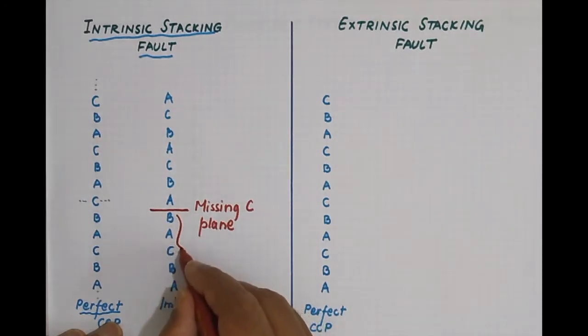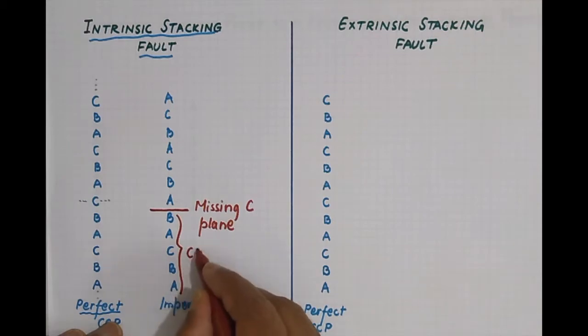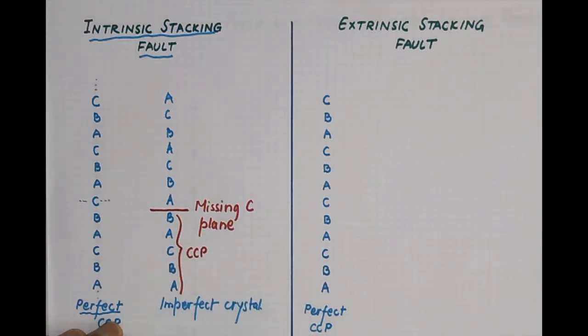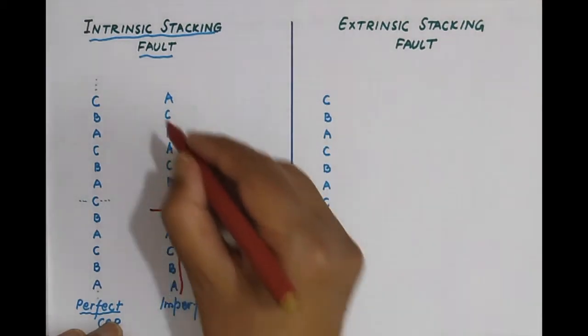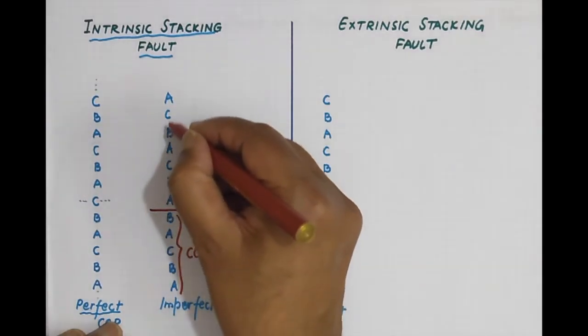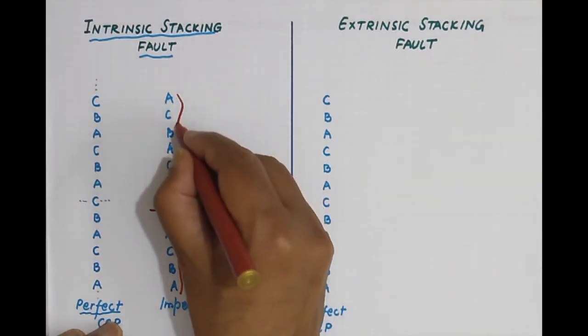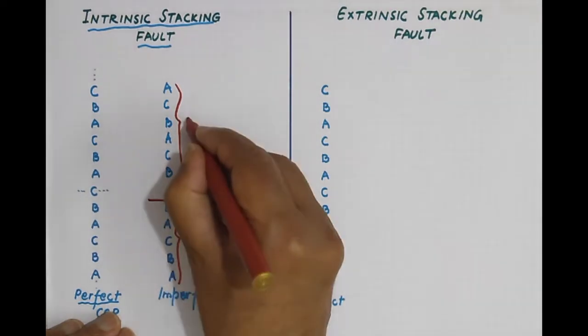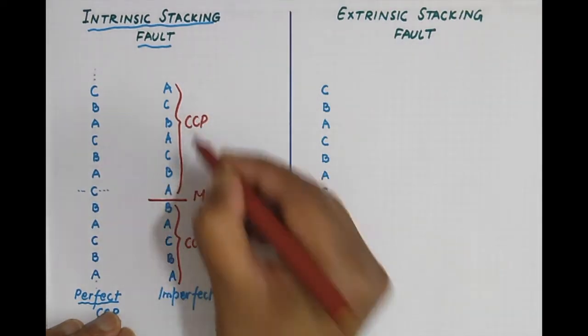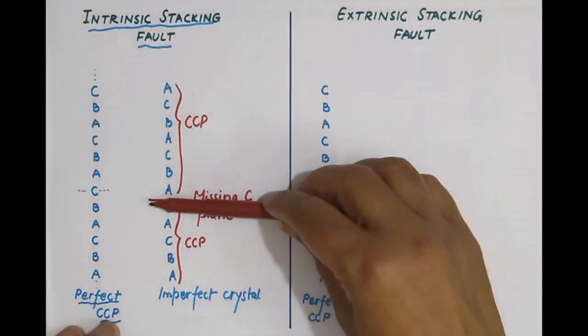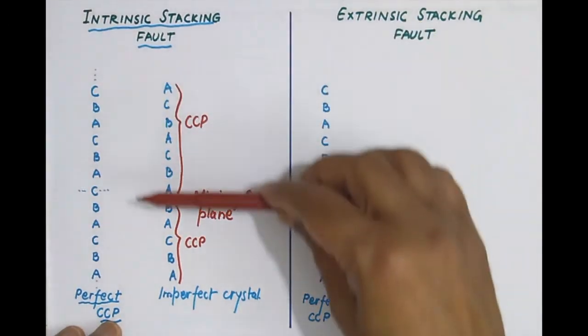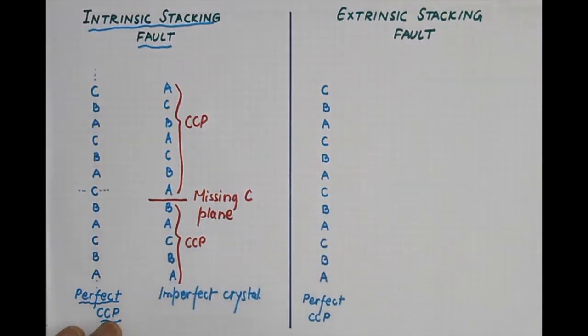So this was a perfect CCP. There is no problem there. If we look above, again we see ABC, ABC, ABC. So this is also a perfect CCP. There is no problem. So above this plane, I have a perfect crystal. Below this plane, I have a perfect crystal.